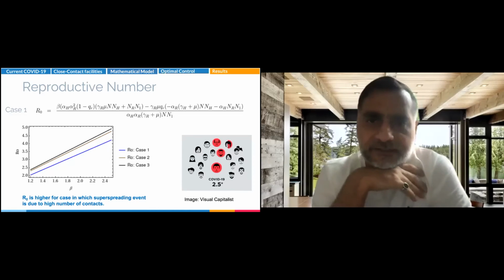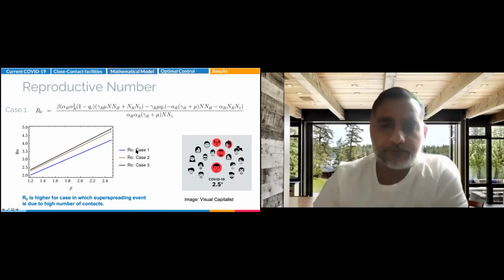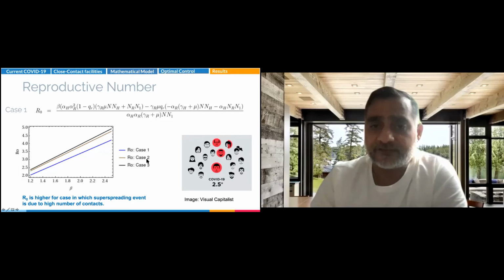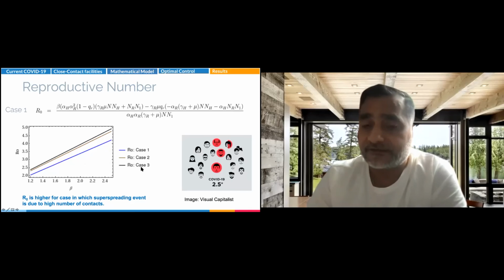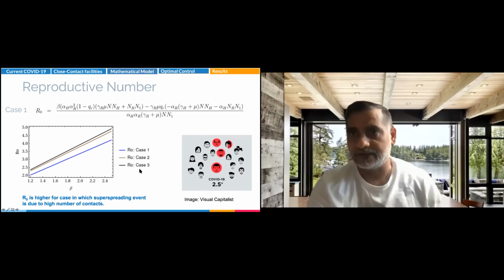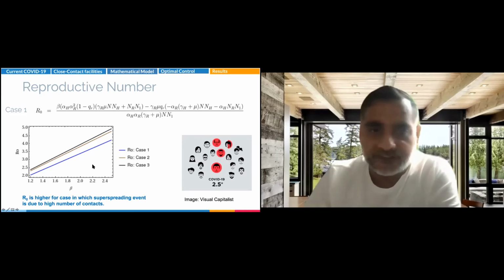So the results that we obtained are, for example, the R naught that we computed for case one versus case two versus case three. Remember, case three was the high contact super spreader, and case two was the pathogen load related super spreading event. It turns out the reproduction number was higher in the case of the super spreading event related to high contacts, not because of high pathogen load. That was quite interesting, although maybe known, but I have not seen many studies that differentiate these definitions. So it was quite an interesting feature to note.